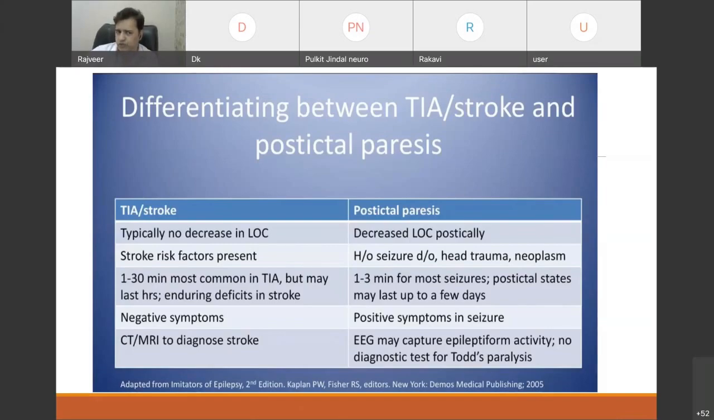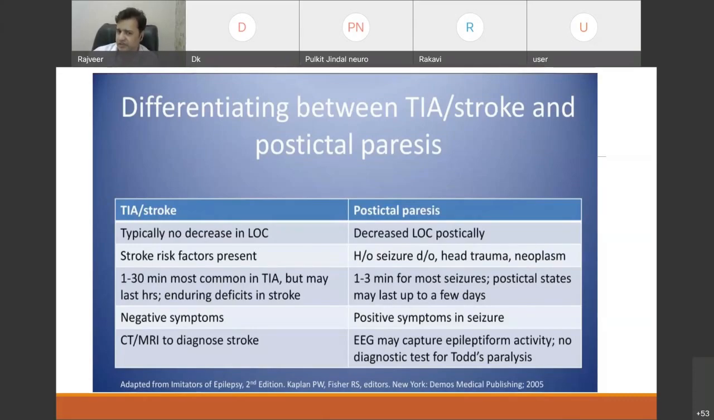What you find in TIA is usually no loss of consciousness. In Todd's palsy or post-ictal paresis, we may find loss of consciousness after seizure, and then the patient may awake and develop hemiplegia. In history, we may find stroke risk factors, while in post-ictal paresis, the patient may have a past history of seizure or head trauma or neoplasm. Usually TIA lasts around half an hour to 1 hour, or maximum 24 hours.